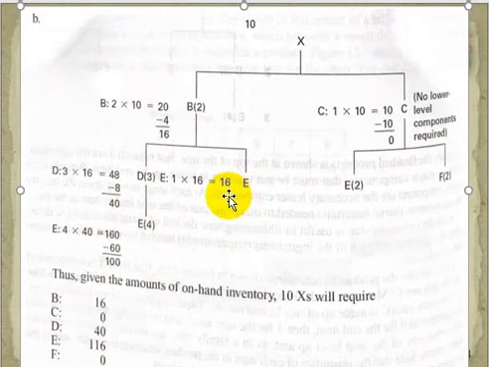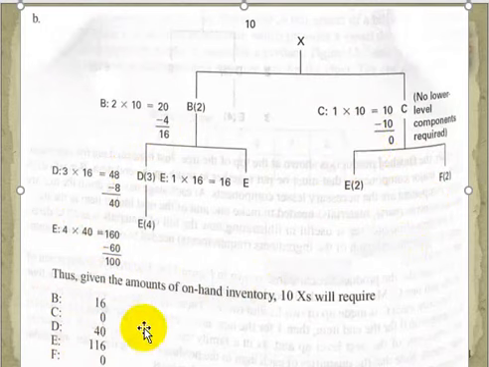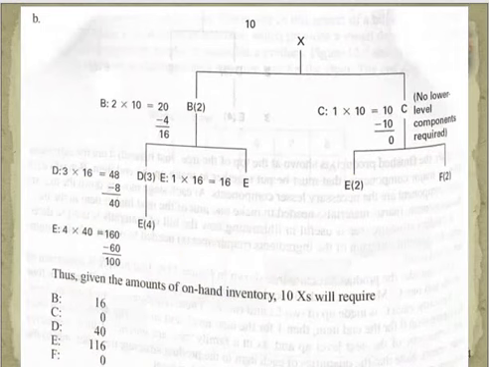And here we have 16 times 1, or 1 times 16, equals 16. This one, 2, for C, it's 100 units. 1 times 10 equals 10, and we have 10 in the inventory, so we don't need to buy any of C, so no lower level components are required. If we don't have to buy any of these, we don't have to buy any of the lower components E or F. So here B will be 16, C will be 0, D will be 40, E will be 116, and F equals 0. So this example is in the textbook, page number 513 and 514. Okay.